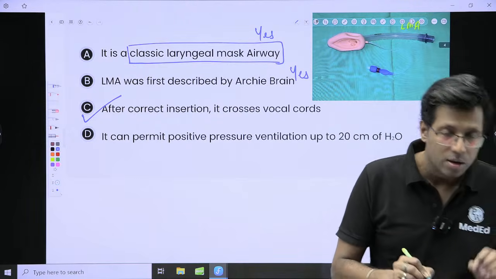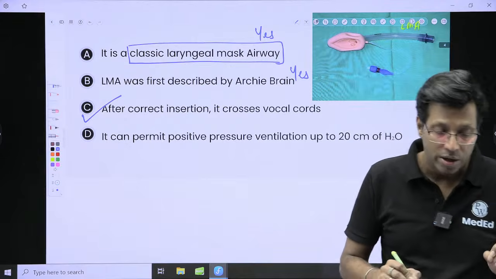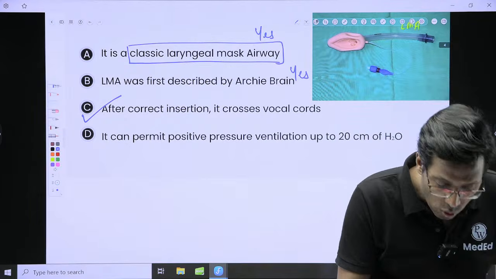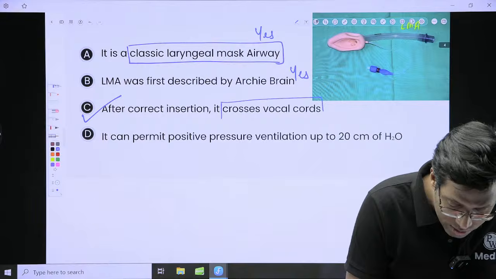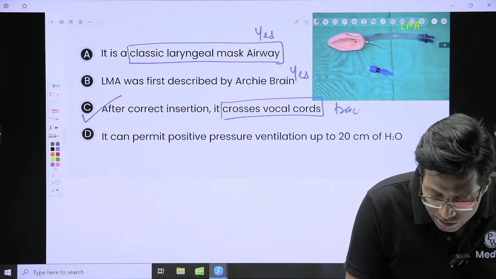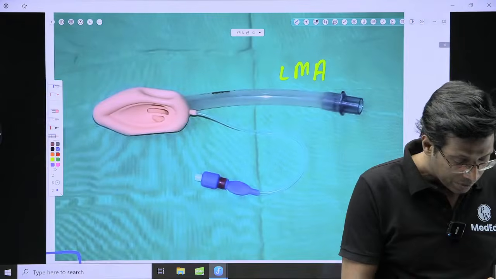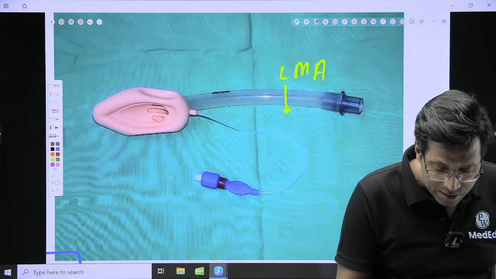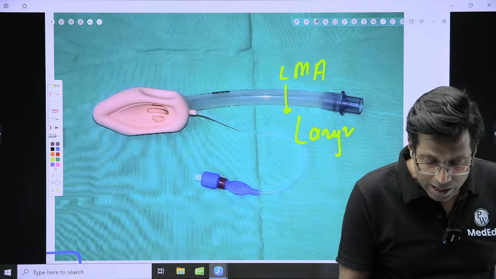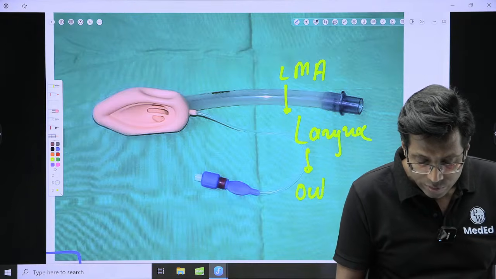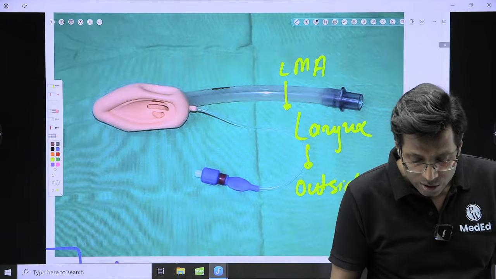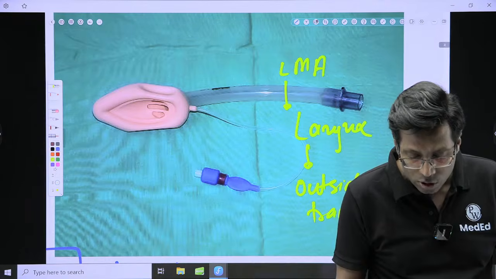Now you see the third option, after correct insertion, it crosses the vocal cords. Vocal cord cross means it is crossing the trachea. Do you think a laryngeal mask crosses the trachea? The name is only laryngeal mask airway. Laryngeal mask airway means it lies in the larynx. It lies in the larynx means it lies outside of the trachea.